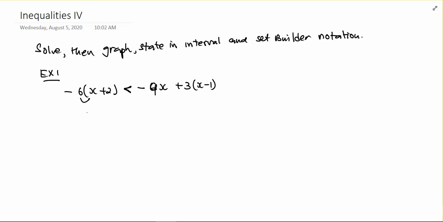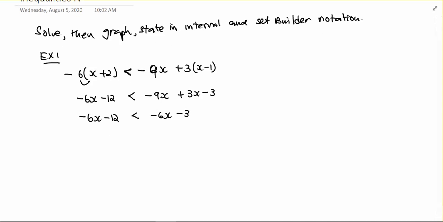So distribute here, minus 6x minus 12. Now we don't have to change the sign here because we didn't multiply across. We just multiplied on the left side, so that doesn't change the sign. Plus 3x minus 3. Let's simplify first on the two sides. So over there, that's also going to be a minus 6x minus 3. And let's get the x's to one side, and my preference is of course to bring the x's to the left side.